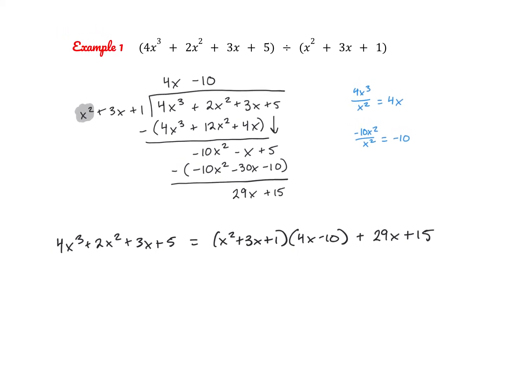This is a pretty useful way of thinking about it because really we do long division to check for factors when we're trying to find zeros of our polynomials. So again, this is one way you can write our answer. Another way that you might see it written is you just see the answer, so 4x minus 10, and then you have your remainder, and you put your remainder over what you're dividing by. So it would be plus 29x plus 15 over x squared plus 3x plus 1.